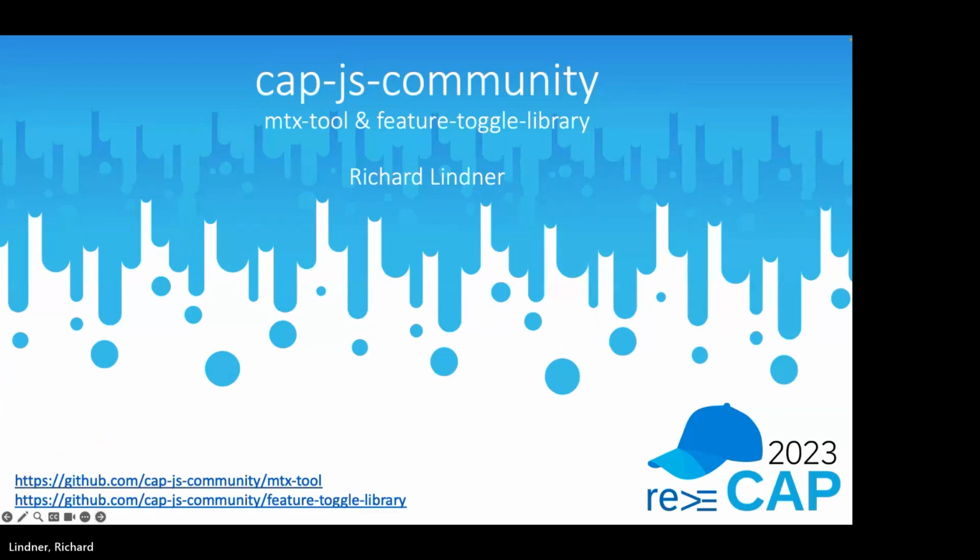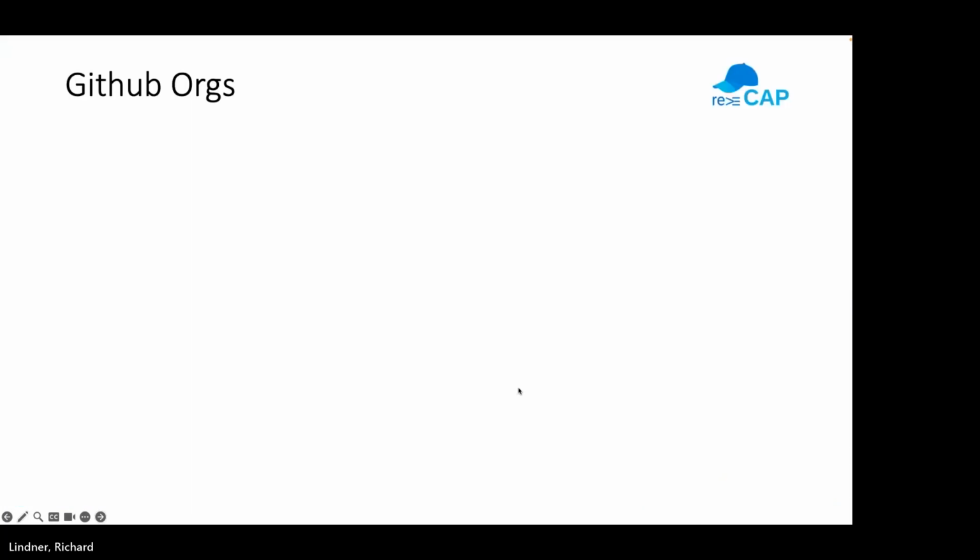So, as I said, I want to talk about three things: Cap.js community, mtx-tool, and Jupyter tokens. And in 20 minutes, that's quite tight, so let's get started. First of all, I want to talk about the GitHub orgs.